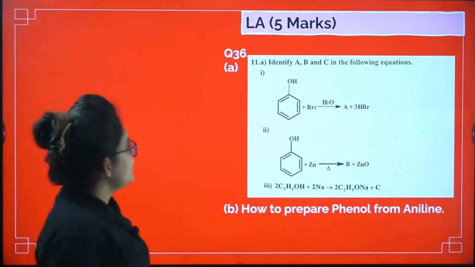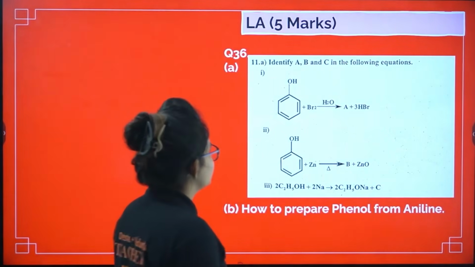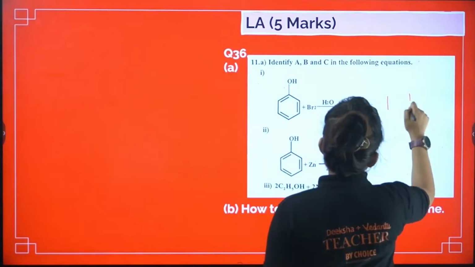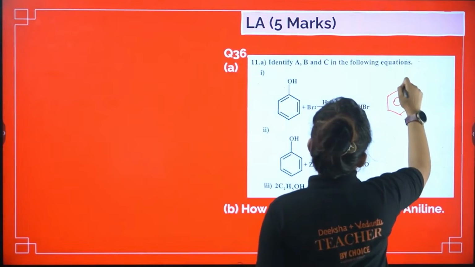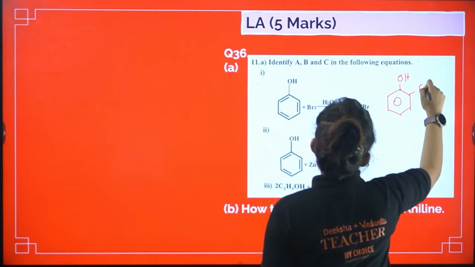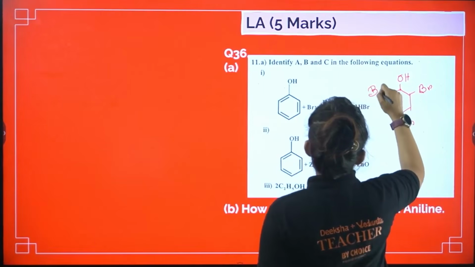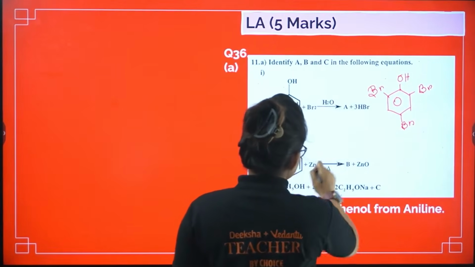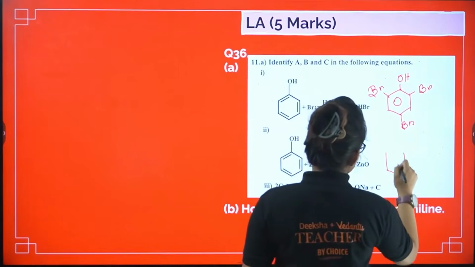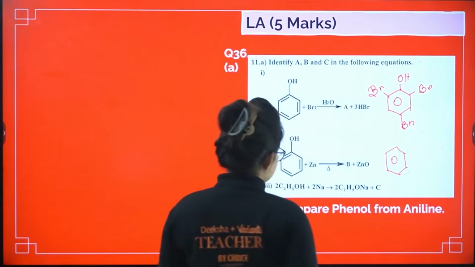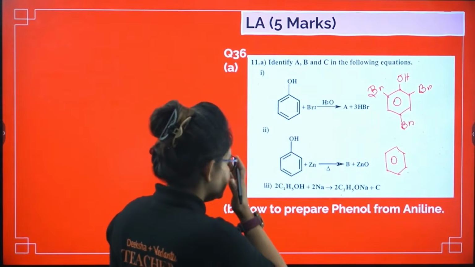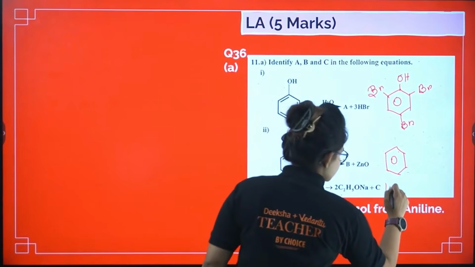Okay, so identify A, B and C. In presence of bromine water, A will be where both ortho and para are substituted. So here bromine, here also bromine and here also bromine. In presence of zinc it will give you the benzene ring itself. And for this case it will give you the hydrogen gas.